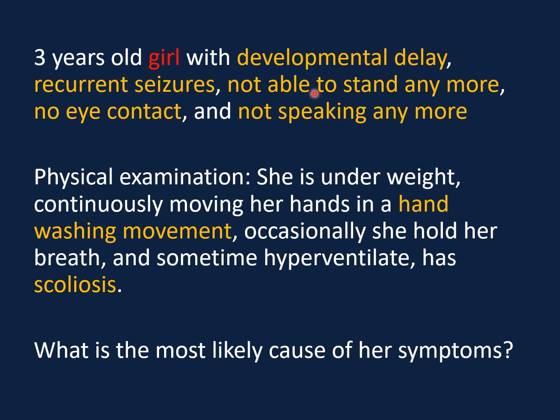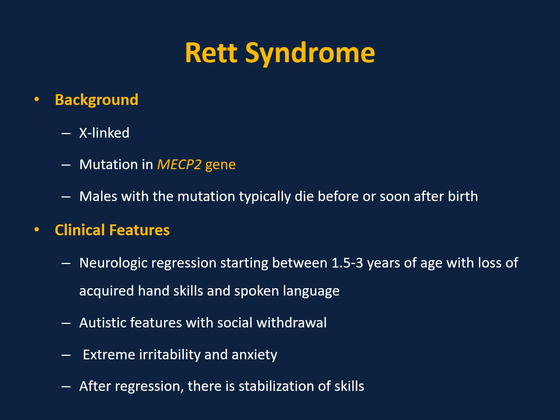Important information in this case is a girl with developmental delay, recurrent seizures. There is also developmental regression. She's not able to stand anymore, no eye contact, not speaking anymore, so there is a developmental regression and autistic manifestations. Also, she has abnormal movement with her hand washing movement. She holds her breath. Also, she has scoliosis. This is a classic presentation of Rett syndrome.